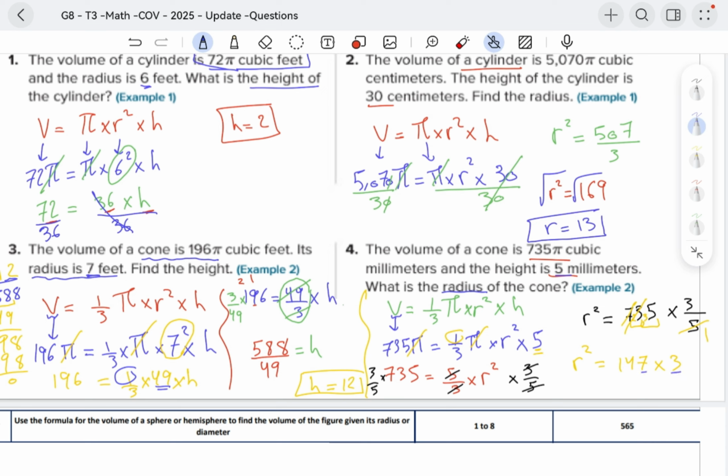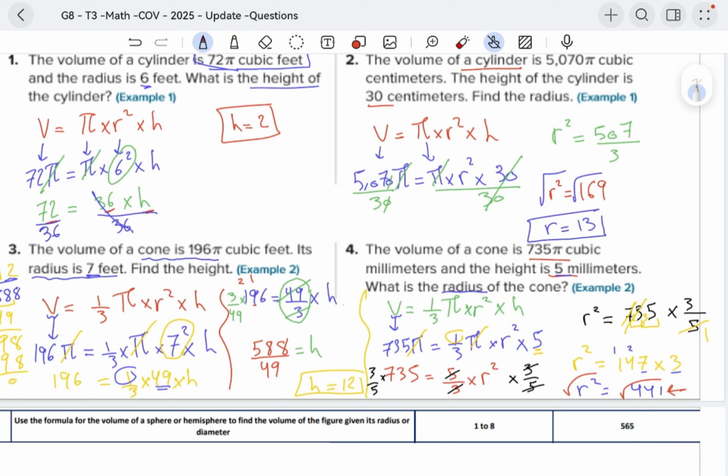3 times 7 is 21, 1 down and 2 up. 3 times 4 is 12, 12 plus 2 is 14. 3 times 1 is 3, plus 1 is 4. So the radius squared is 441. We need to take the square root for this number and the square root for this number. So now you have to ask yourself, what is the number that if we multiply it by itself twice, gives us 441?